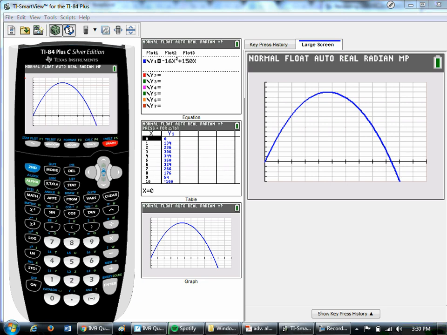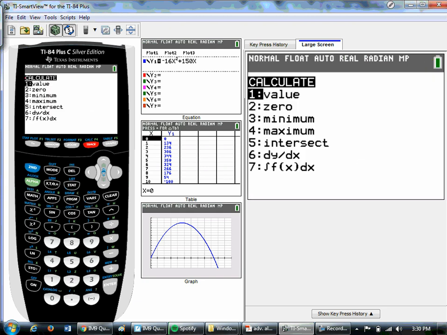Now most of the features that you're going to use to find these are going to be found in your calculation menu. That calculation button is right there in blue. To get to that, you're going to hit second trace, which is now called your calculation menu. Number 2, the zero, will find an x-intercept for you. Numbers 3 and 4 will find either a maximum or minimum point for you. Our parabola has a maximum. In other words, our rocket doesn't go higher than something.